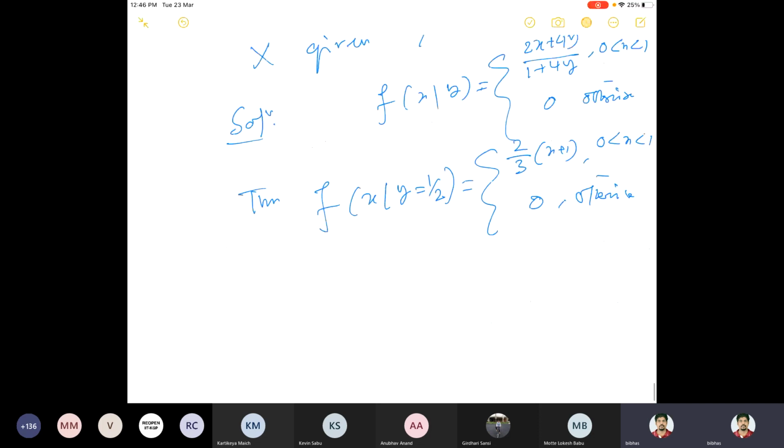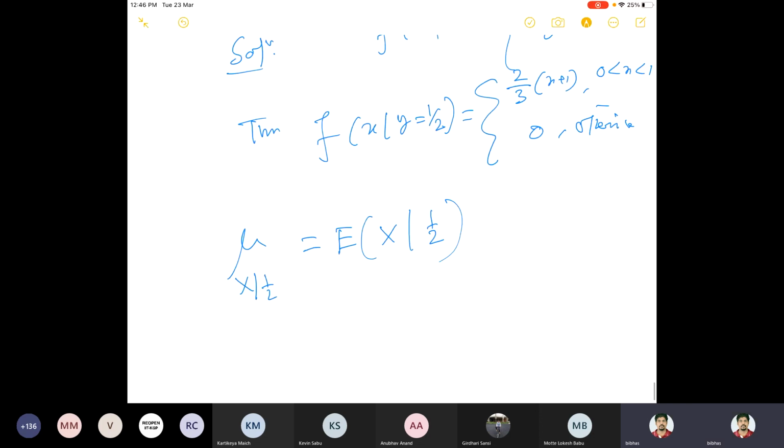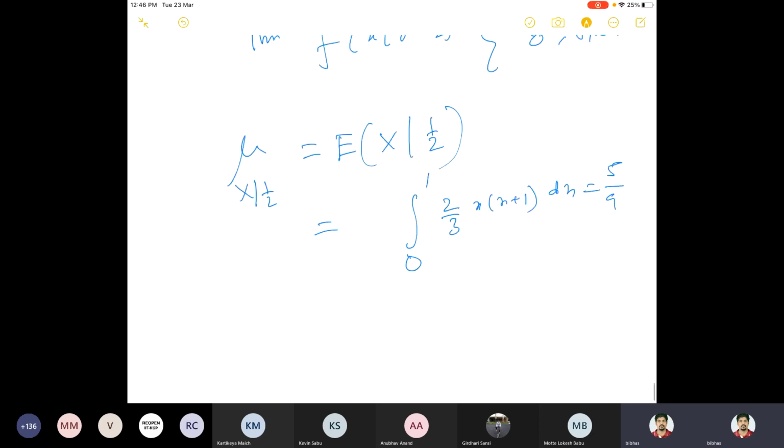And then we want to calculate mu of x given half. This is nothing but the expectation of x given half. So just use the formula, integral from 0 to 1 of x f(x) dx, so 2 by 3 times x times (x plus 1), and you can see that this is 5 by 9. Now you want to calculate the variance, so you have to find the expectation of x square given half, which is the integral from 0 to 1 of x square, with 2 by 3 constant, times (x plus 1) dx, which will be equal to 7 by 18.